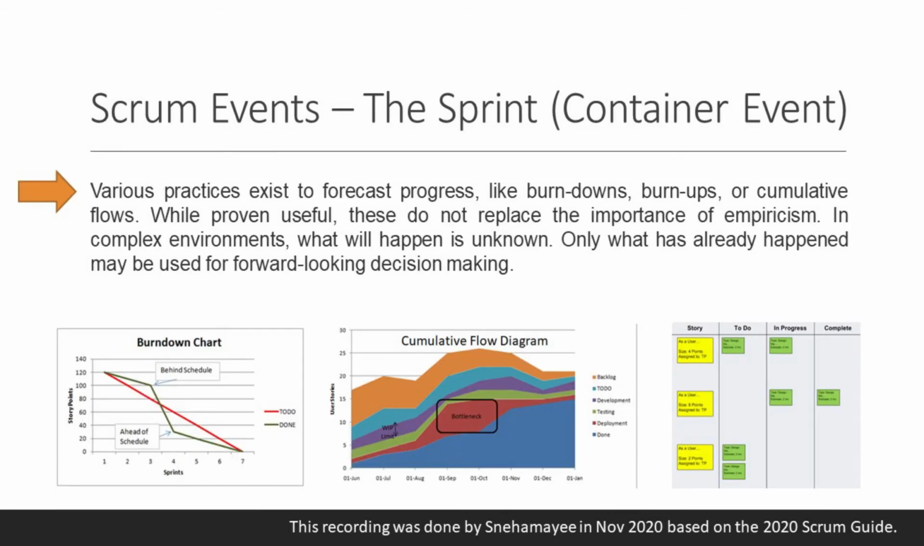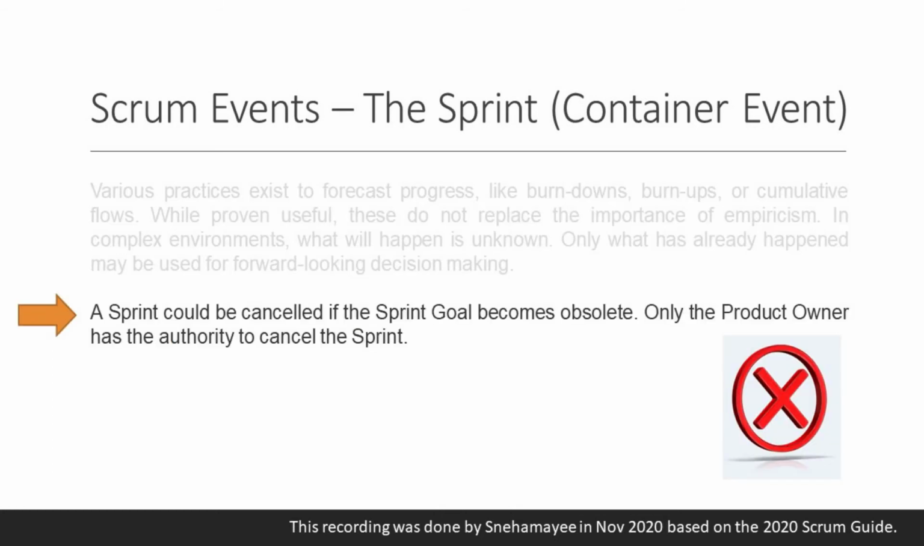Various practices exist to forecast progress, like burndowns, burn-ups, or cumulative flows. While proven useful, these do not replace the importance of empiricism. In complex environments, what will happen is unknown. Only what has already happened may be used for forward-looking decision making. A sprint could be cancelled if the sprint goal becomes obsolete. Only the product owner has the authority to cancel the sprint.